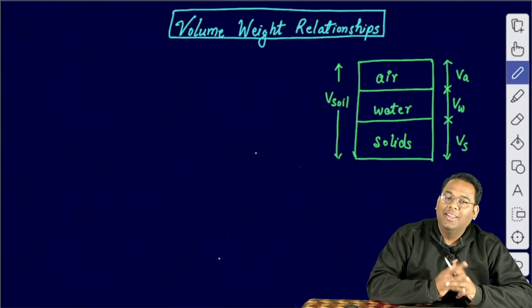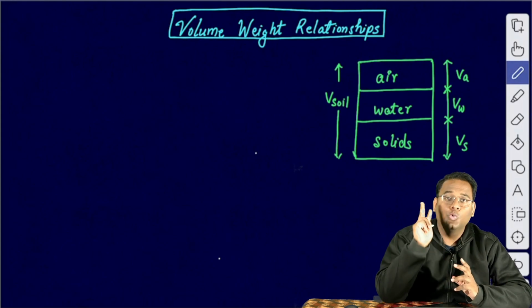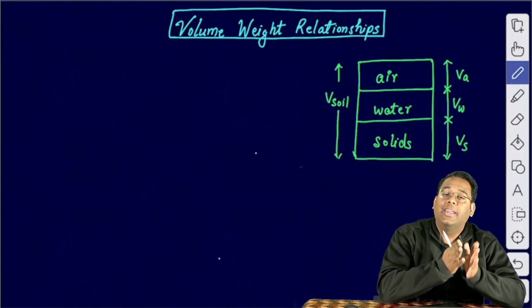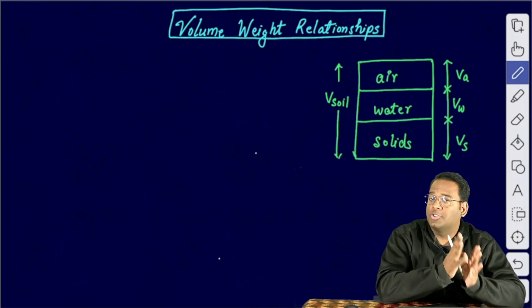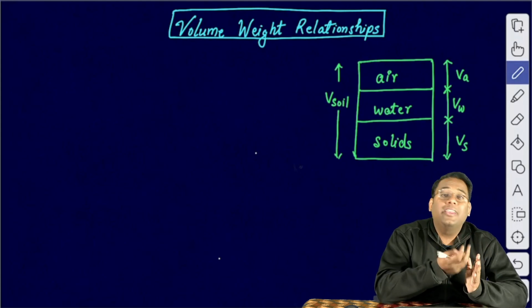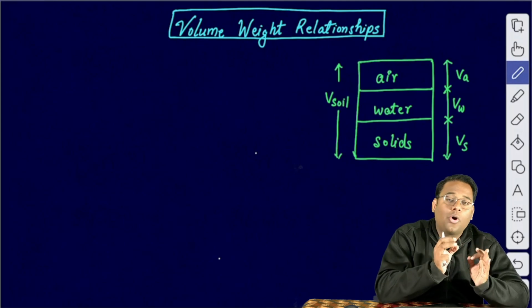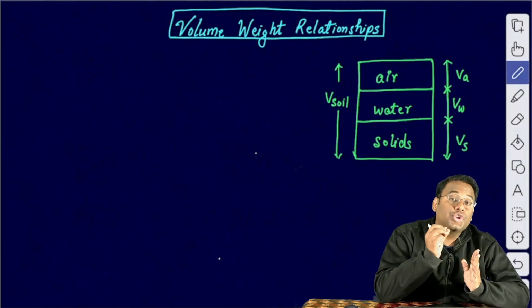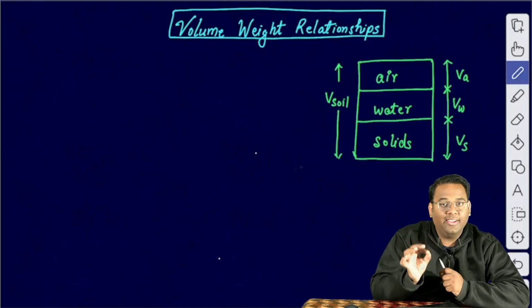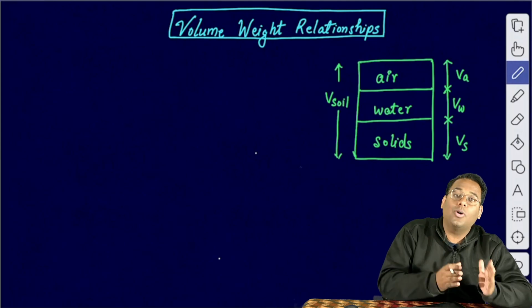Hello everyone. In this particular lecture, we are going to study two parameters or two terms that are included in the volume-weight relationship for the soil. In the last lecture, we studied the phase diagram. As you can see here, I have already drawn a phase diagram showing three different phases. The first phase is the air, the second phase is the water, and the third phase is the solids.